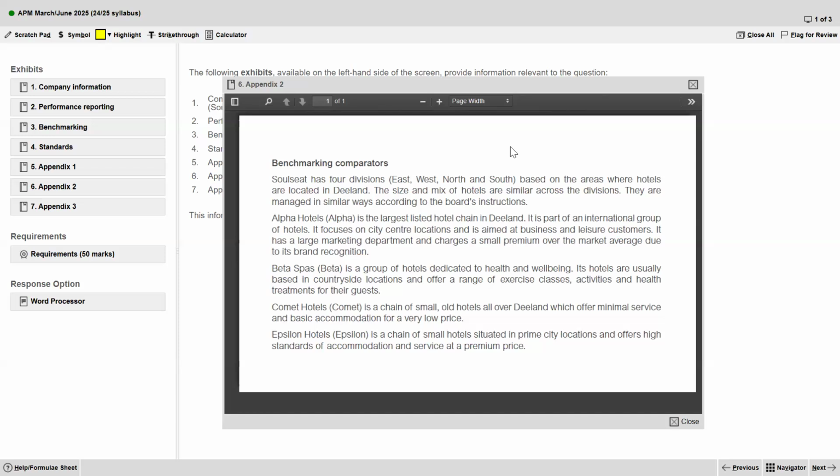Okay, now let's see. So basically it says benchmarking comparators. Soul Seed has 4 divisions based on the areas where hotels are located in D-land. The size and mix of hotels are similar across the divisions. They are managed in similar ways according to the board's instructions. Alpha Hotels is the largest listed chain hotel in D-land. It's part of an international group of hotels. It focuses on city center locations and so on.